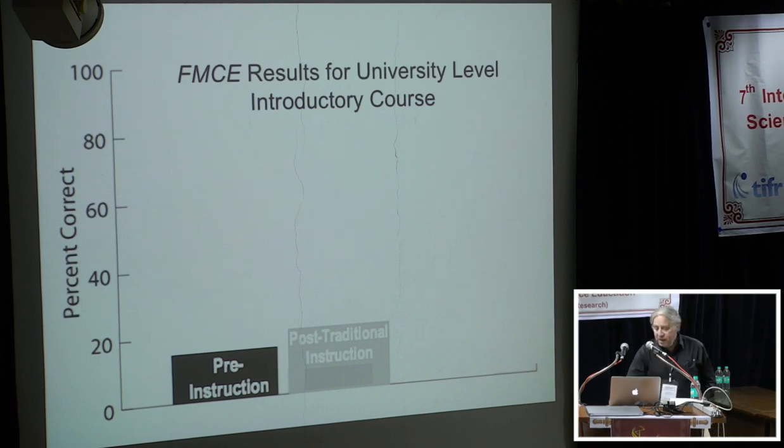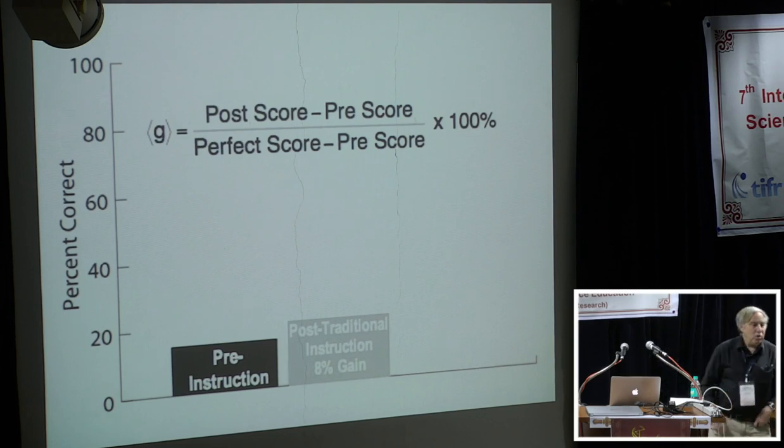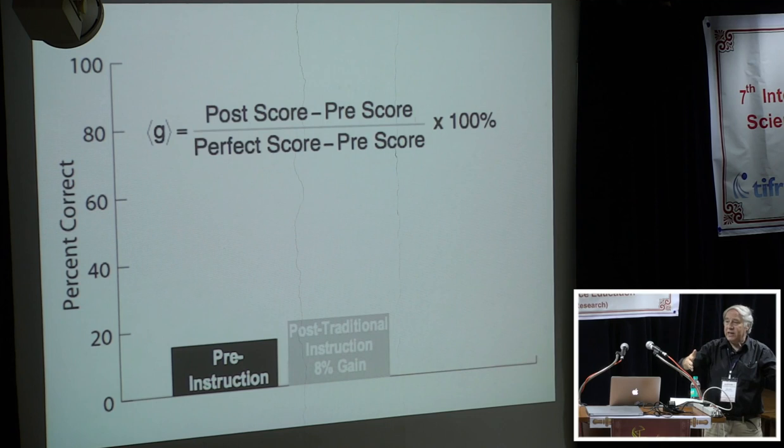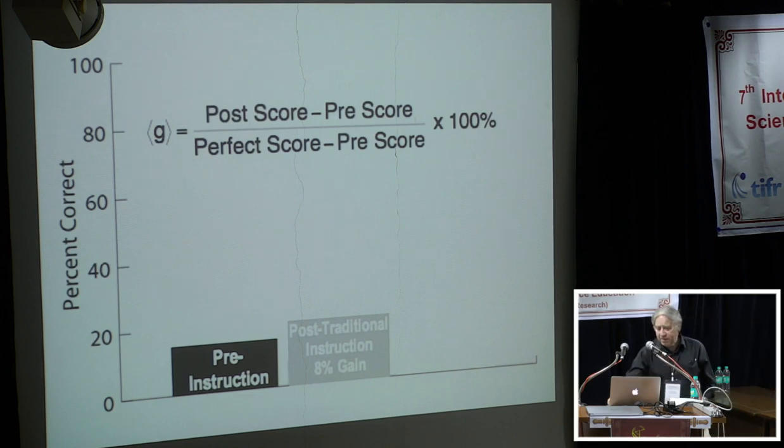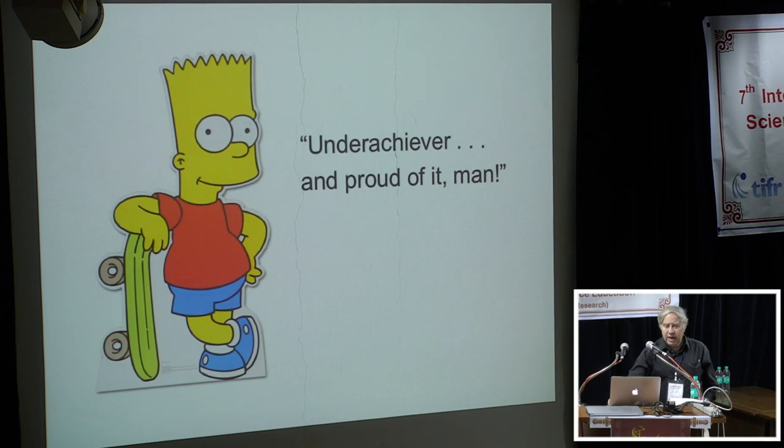In fact, the normalized gain, which is a comparison of the actual gain to the possible gain, is only 8% for this group, for the whole course. Usually, with traditional instruction, that gain is somewhere between 8%, this is a low one, and maybe 20%, but not much more than that. Okay, Bart Simpson again, underachiever and proud of it.